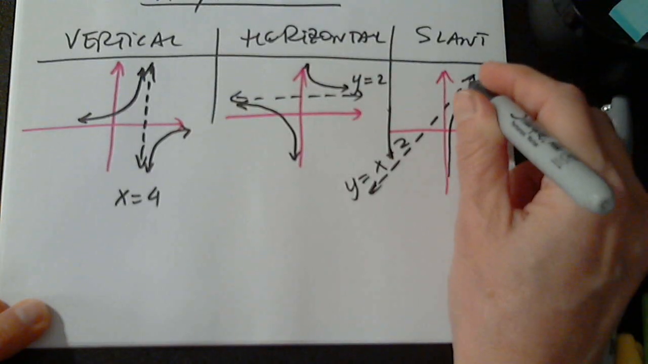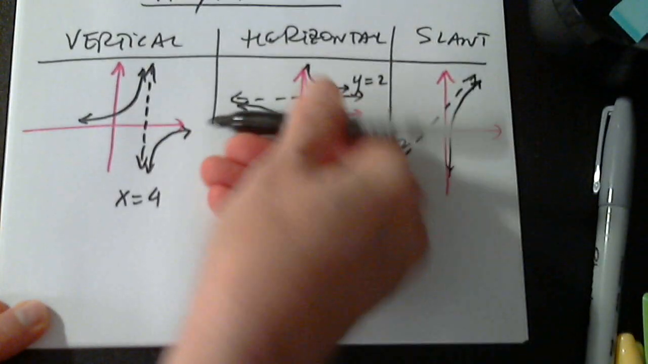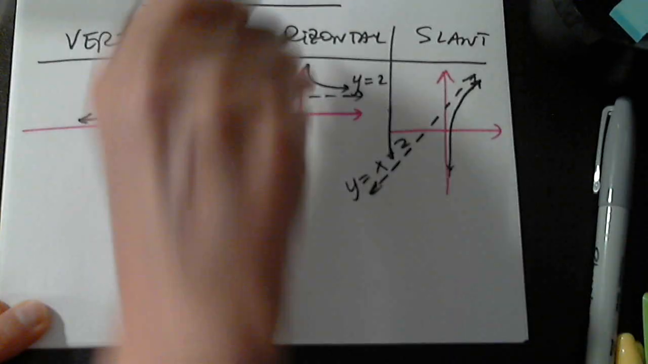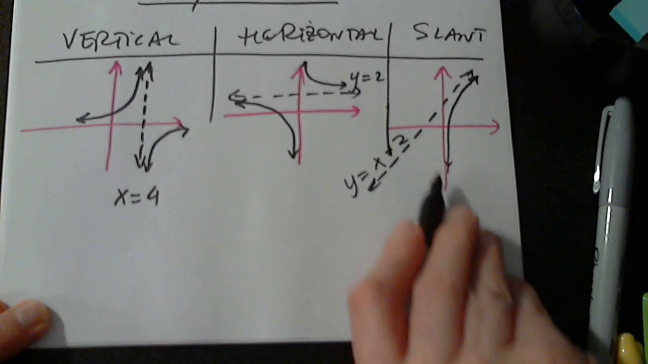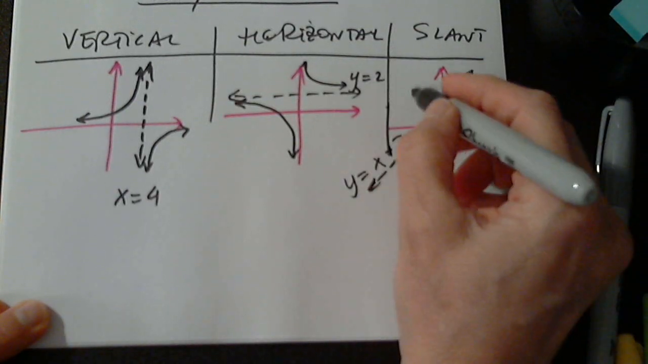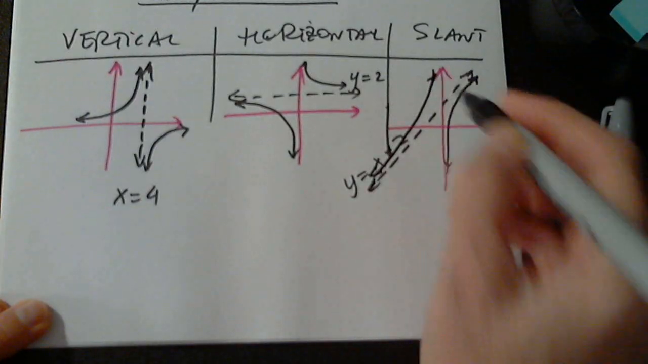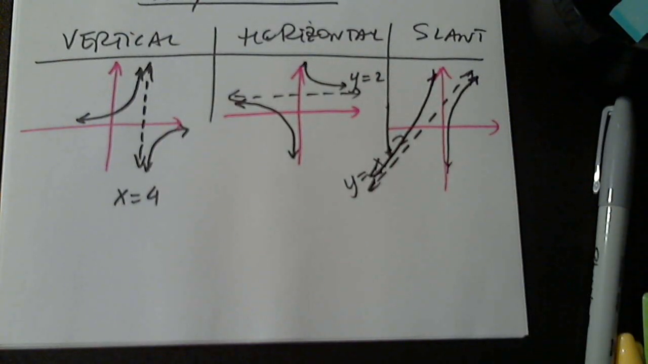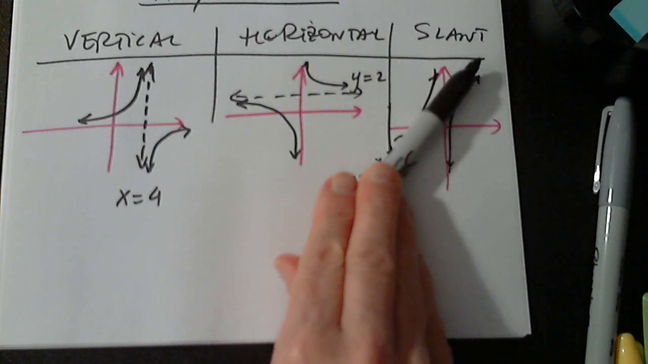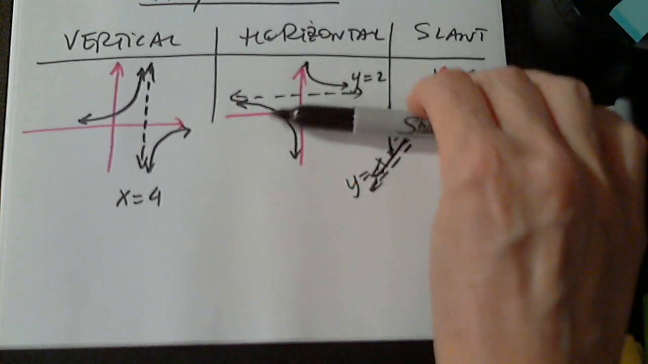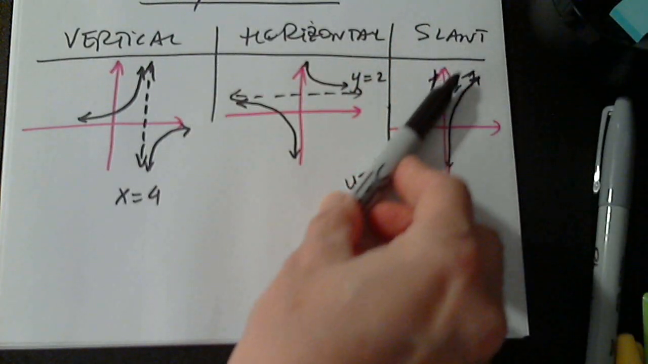Still approaching. That's why it's an asymptote. The function approaches the asymptote, from above, below, whatever. But it has to approach it eventually. So as x goes to infinity, the function values go to infinity. As x goes to negative infinity, the function values go to negative infinity.